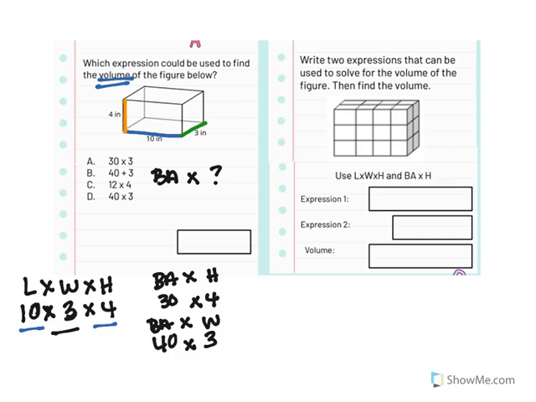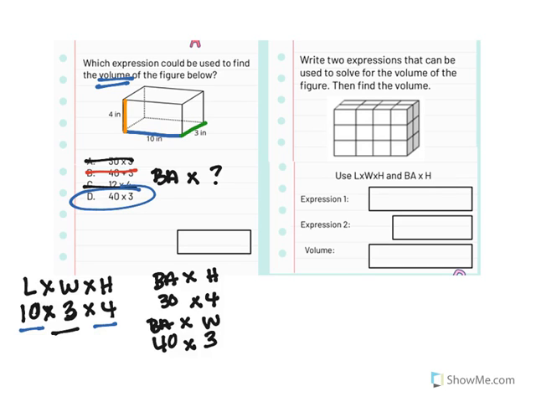I see 2 answer choices with the numbers 40 and 3, B and D, but only one of these is correct. B is wrong because they're using addition. We don't add the base area plus the width. We need to multiply the base area times the width. So D is our correct answer.